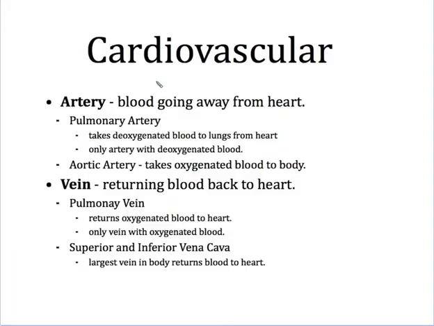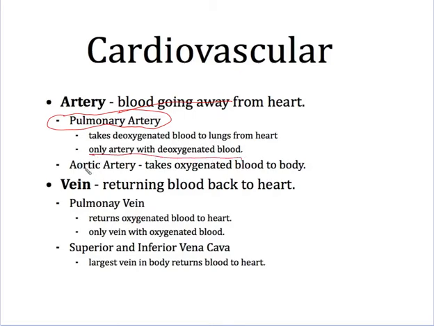Okay, so some terms we use with the cardiovascular system. The first one is artery. Any vessel that carries blood away from the heart is called an artery. In 9.5 out of 10 cases, these are going to be arteries that carry oxygenated blood. The only exception to this is the pulmonary artery, because blood that goes to the lungs does not have oxygen, and blood that comes back does. So this is the only artery that carries deoxygenated blood.